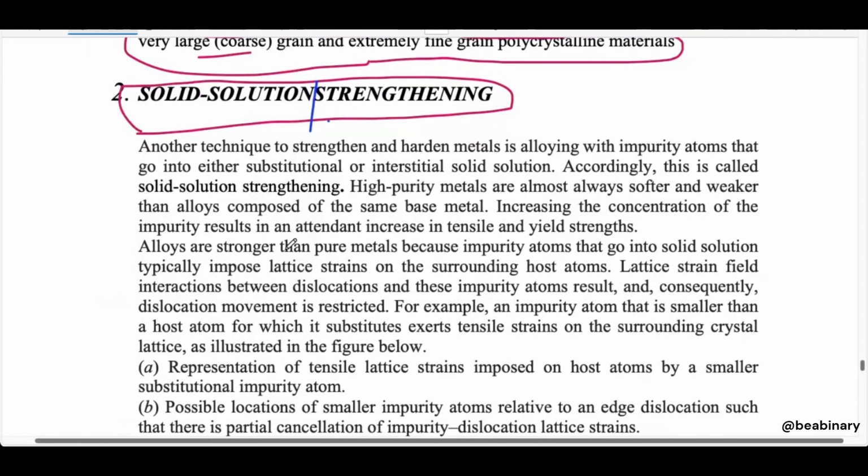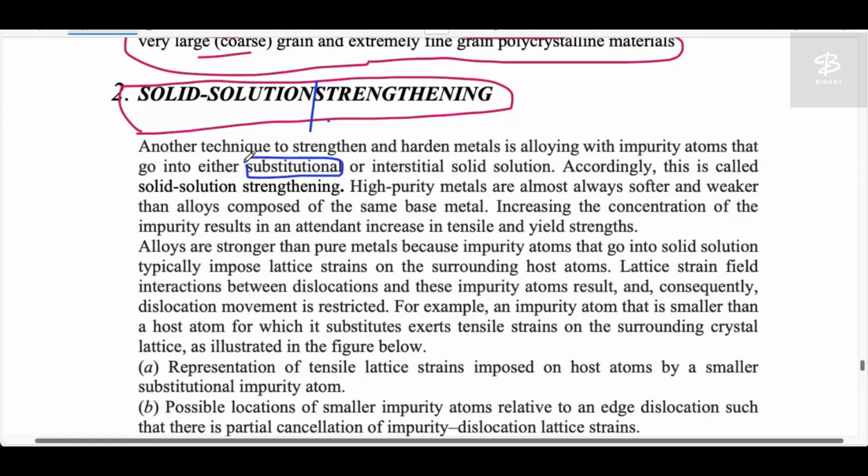Okay, so another technique to strengthen and harden material is alloying with impurity atoms that go into either a substitutional or interstitial solid solution. So what does it mean? You are just strengthening your material by introducing some foreign atoms inside a metal, inside a crystal, so as to increase your strength. How? You can have either substitutional or interstitial.